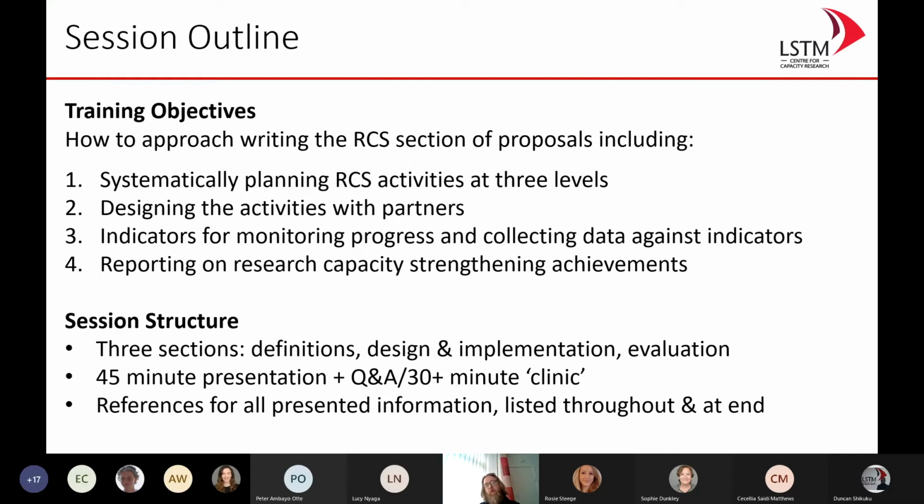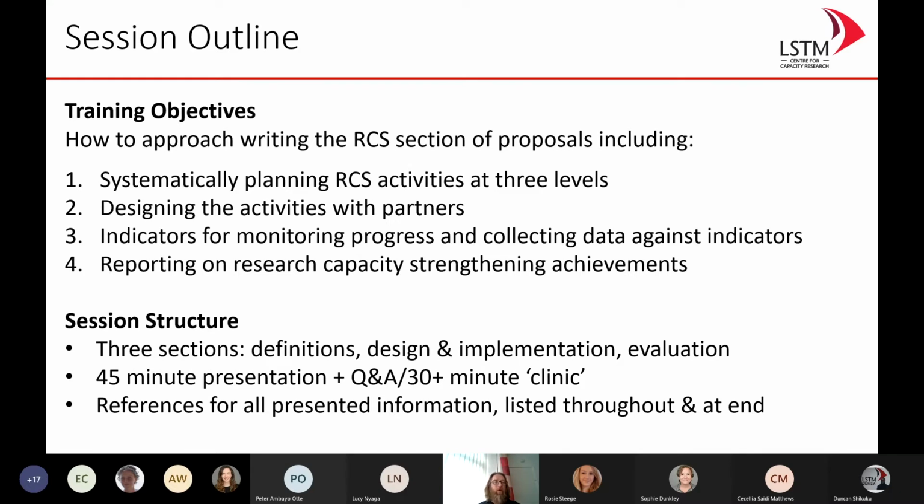Following that, we'll then move to a 30-minute or more clinic, which will be completely unstructured. So if there's any content you want me to cover again, I can go back to that. If you have particular questions you want me to answer in detail, I can. Indeed, if you have some RCS plans that you're currently developing, we can talk through them. So that'll be a completely open forum.